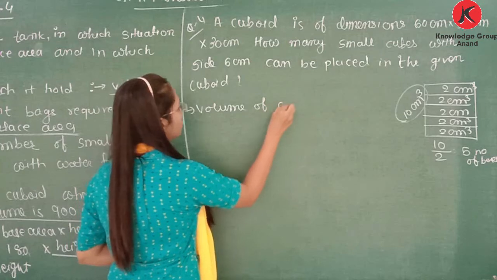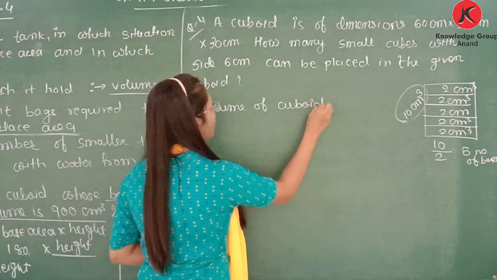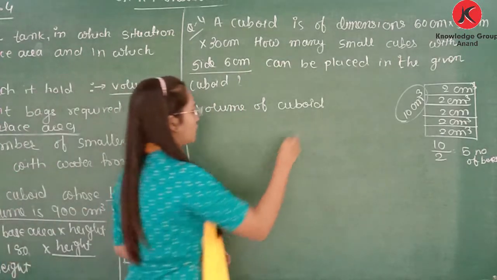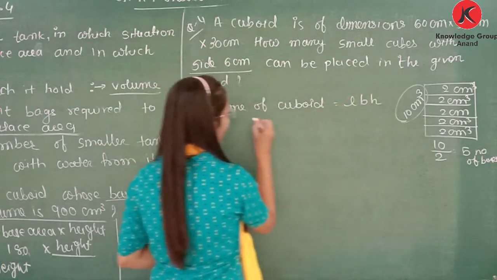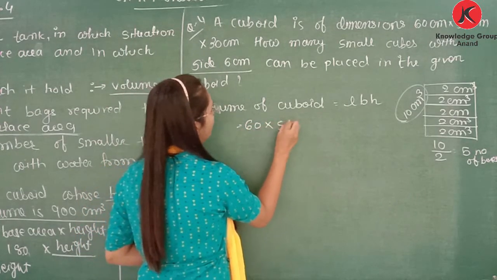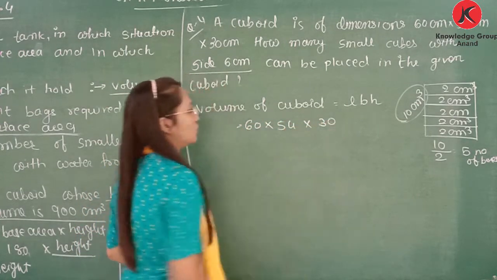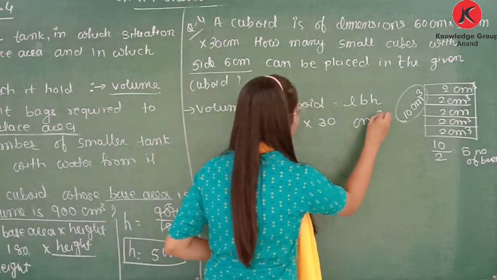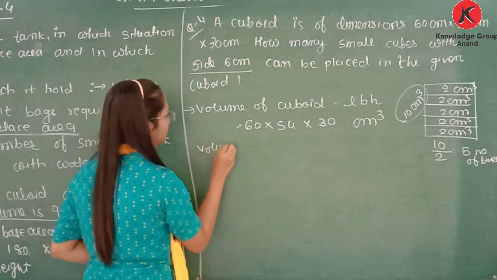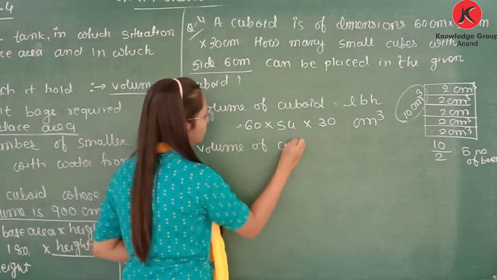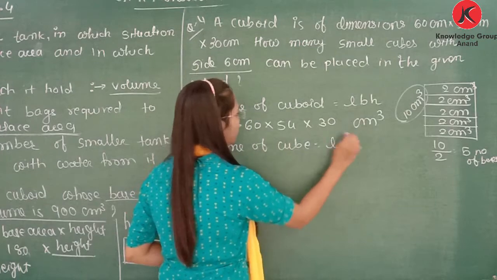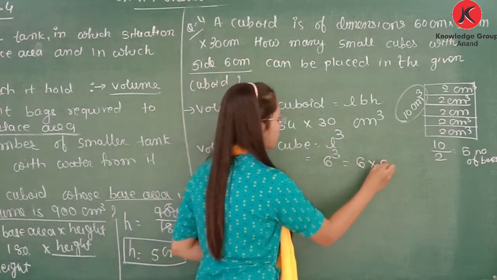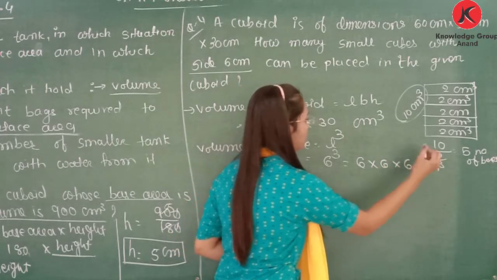the volume of cuboid. First one is the cuboid and second is the cube with side 6 centimeter. So it is L B H, length is 60, 54, 30, and without multiplying we are going to write the answer up to this, that is centimeter cube. And volume of cube is L cube. So it is 6 cube. You can write it as 6 multiply 6 multiply 6 centimeter cube.